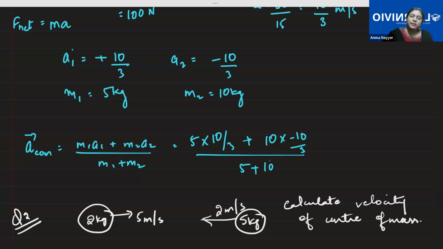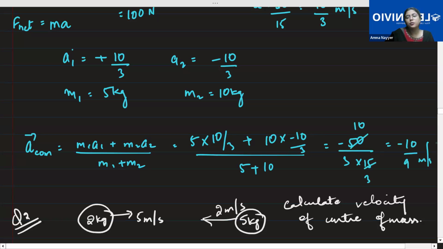5 plus 10. So this becomes 50 by 3 minus 100 by 3. Right? This is 50 by 3, this is minus 100 by 3. That will be minus 50 by 3. This will be 15. Right? So this is 5 into 10, this is 5 into 3. So the answer is minus 10 by 9 meter per second square, the acceleration of the center of mass.